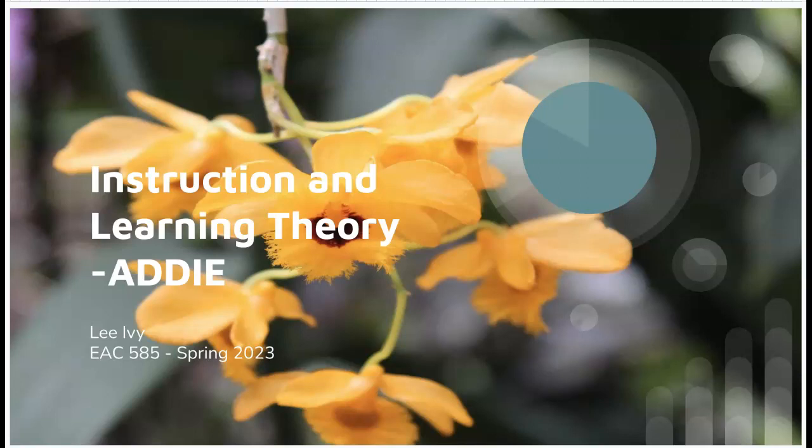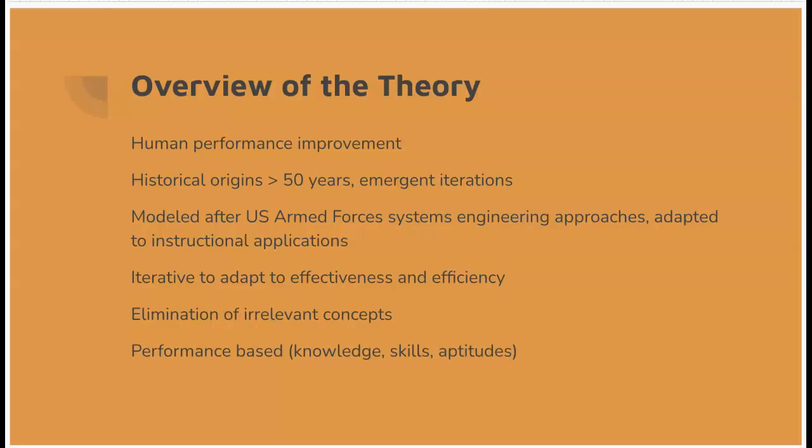I'm going to talk through the instruction and learning theory known as ADDIE. This is an instructional systems design model, and the ultimate goal for this model was to improve human performance. That was ultimately what it was designed to do. And to achieve this goal, design models have been developed from a systems perspective.